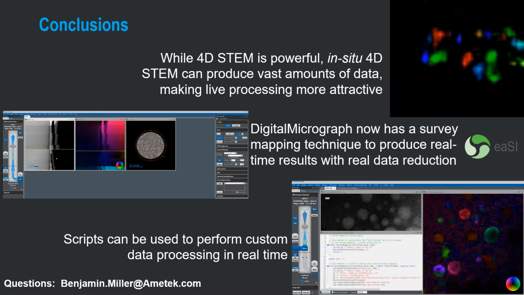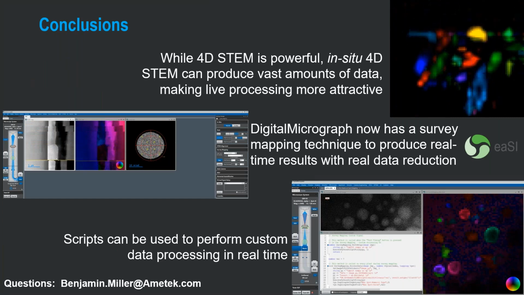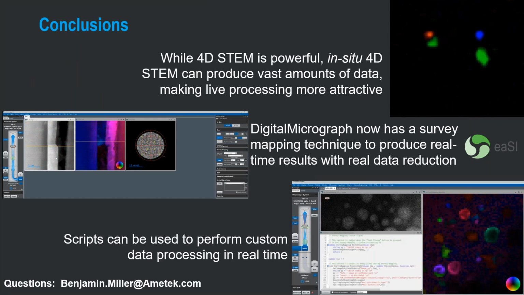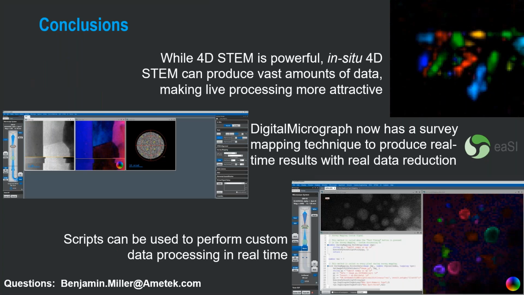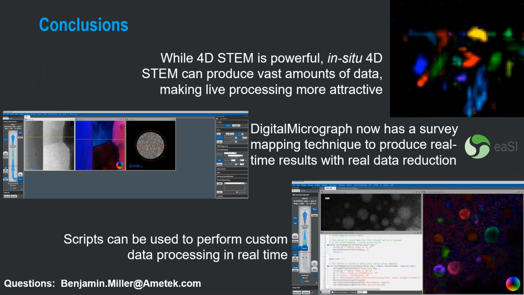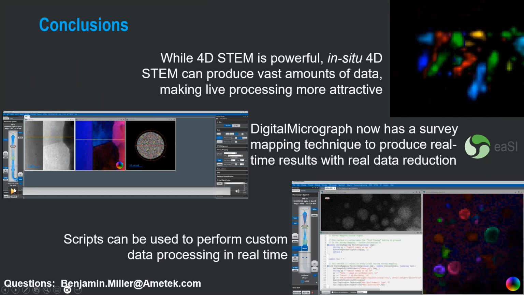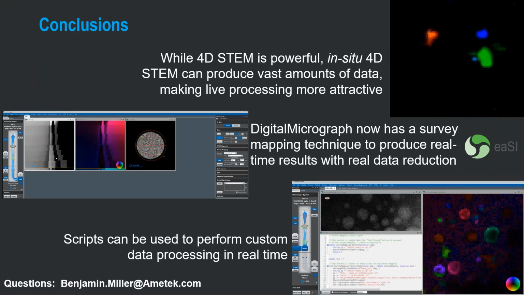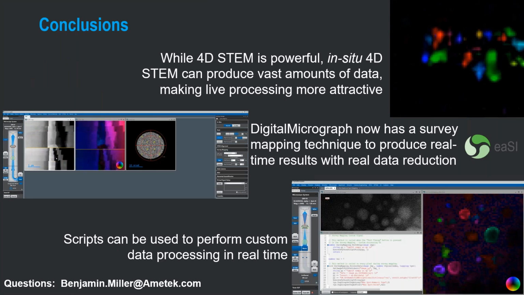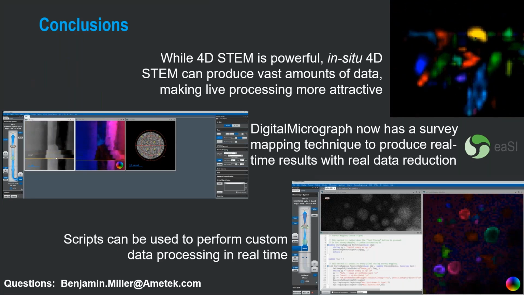So to summarize, while 4D STEM is powerful, in situ 4D STEM can produce vast amounts of data, and so this really makes live processing even more attractive. DigitalMicrograph now has this survey mapping technique that we can use to produce real-time results with real data reduction in DigitalMicrograph. And we can even use scripts to perform custom data processing in real time, as I just showed.